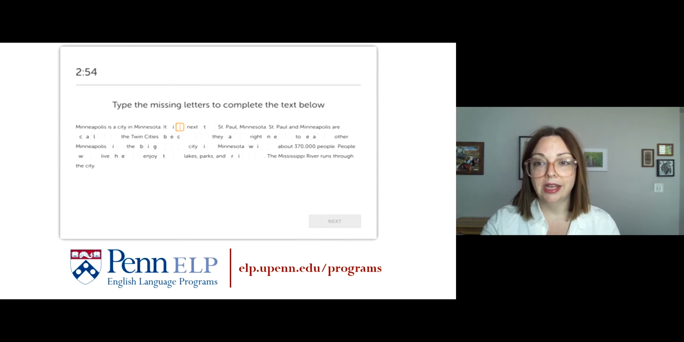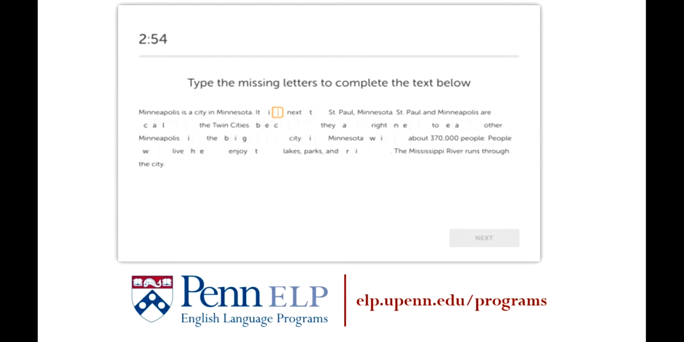Here's why. Next is often followed by to. For example, I live next to a park. The coffee is next to the cereal. So I think we can feel fairly confident that to belongs in this blank.